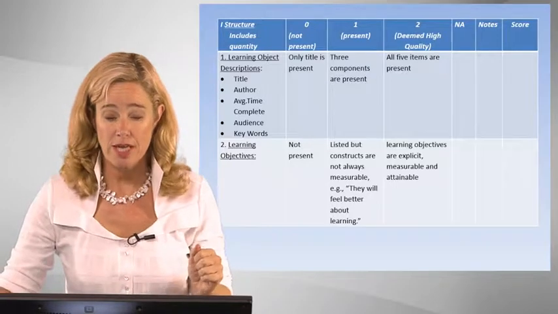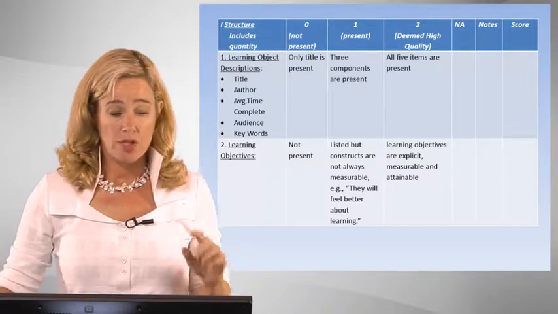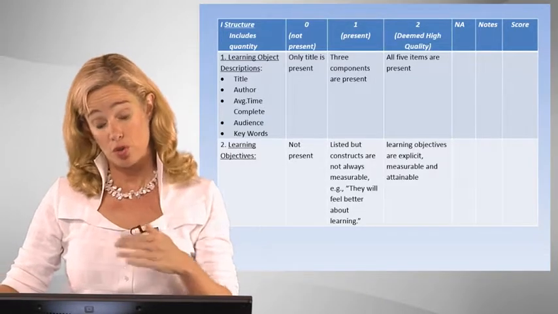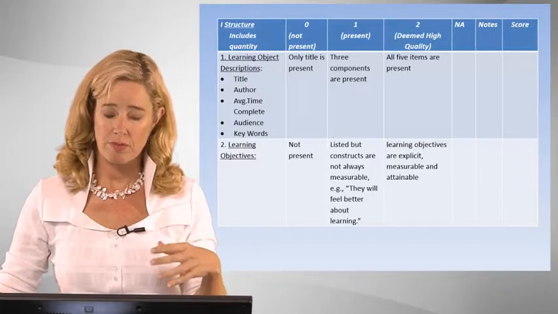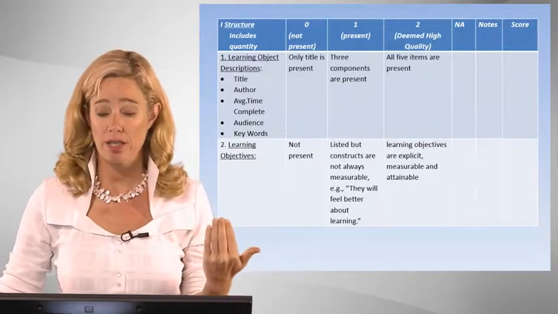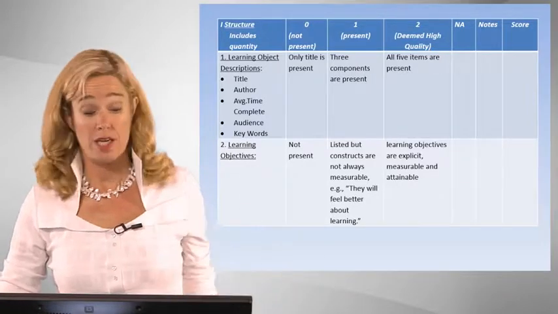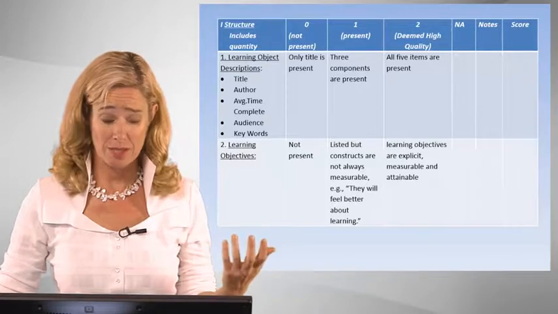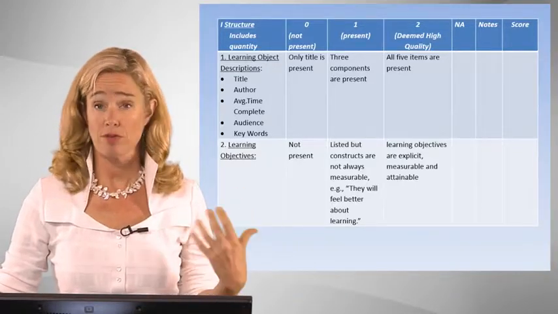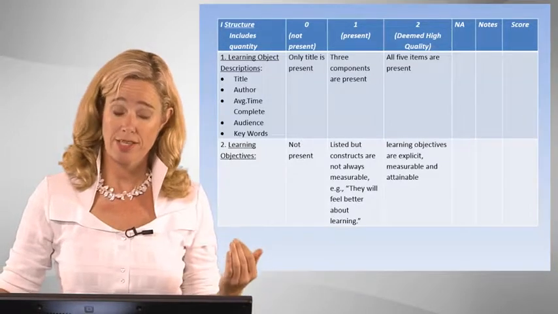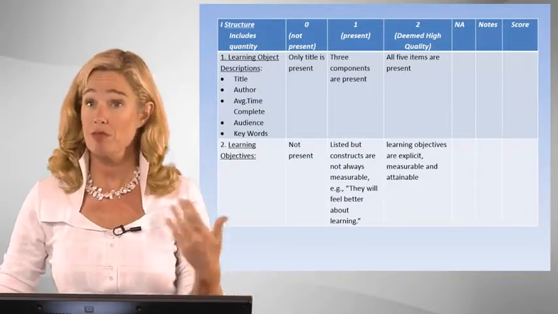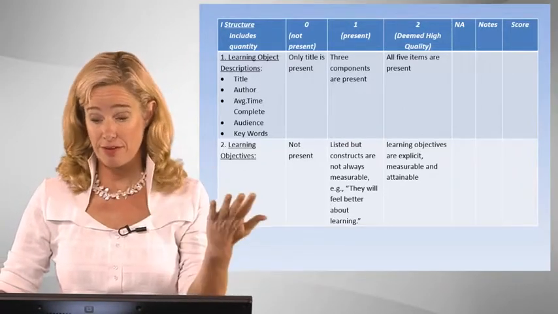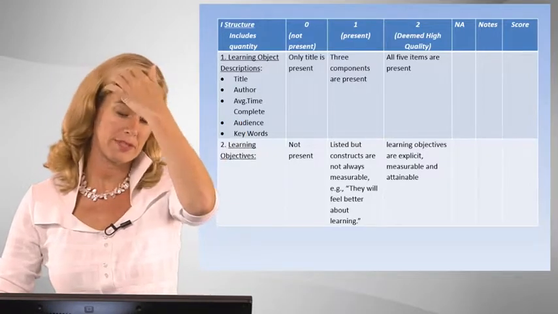So here's what it looks like, and you can download it from my website. We start with structure, as I said. And the range is 0, 1, or 2. So 0, not present. 1, it's present. 2, it's present and deemed of high quality. So first thing, the descriptions. Does the learning object have a title, author, the average time it takes to complete it, what audience it is for, and several of the keywords? That seems pretty obvious. You'd be surprised how many don't even start with those. So if they only have 3 or 2, they get a 1. If they have all 5 of those present, they get a 5.